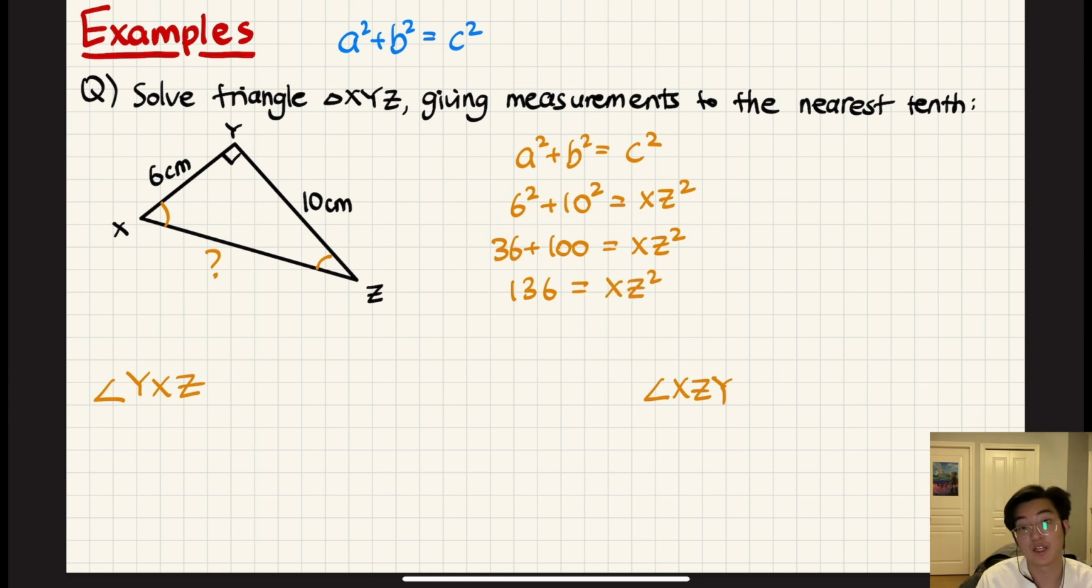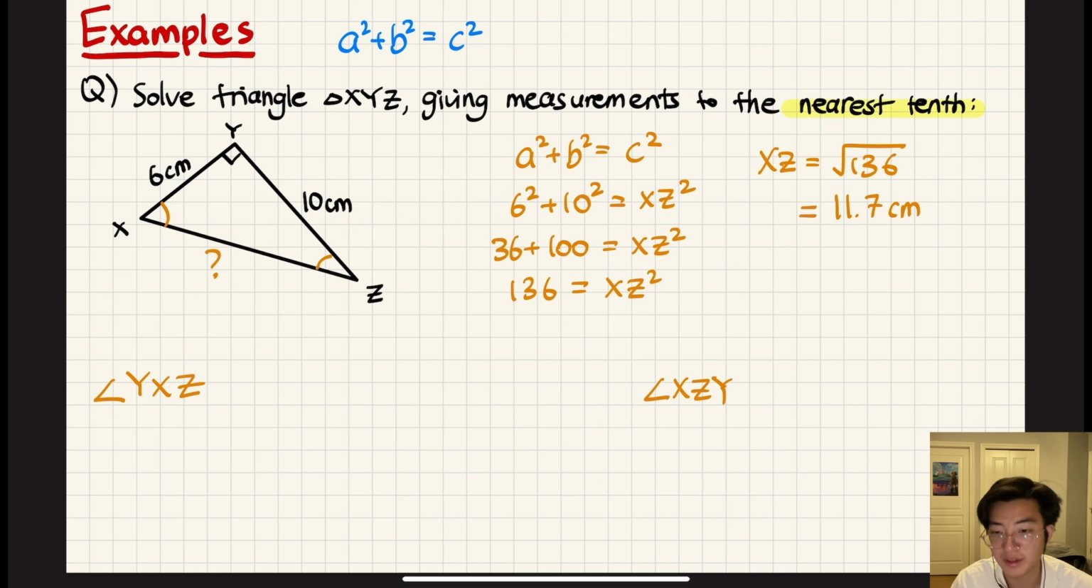And in order to find XZ, we just square root both sides. So XZ is the square root of 136, which is 11.7. Remember, we have to round our answers to the nearest tenth. So it's 11.6619 and so on. We round it to 11.7. Okay, so that's that. And second, we have the angle YXZ.